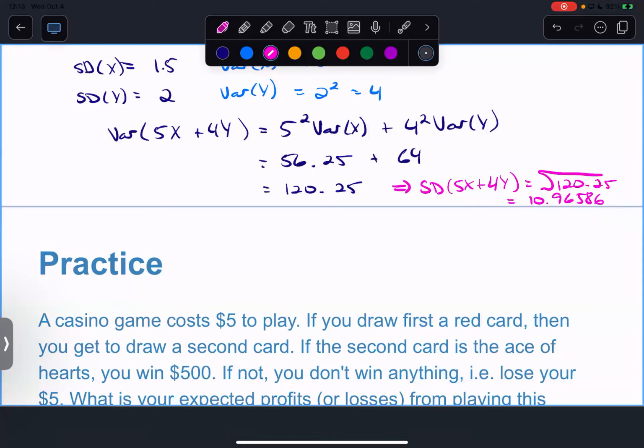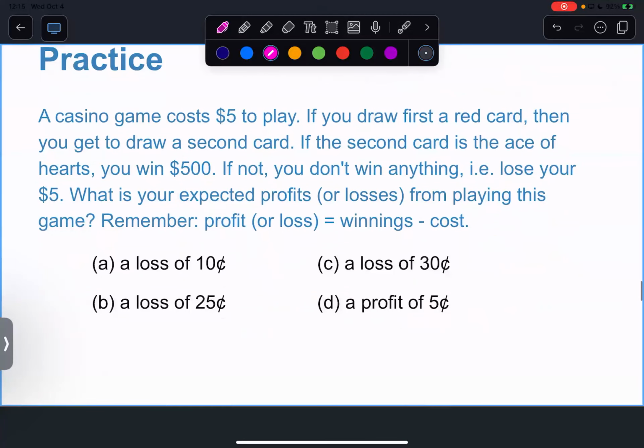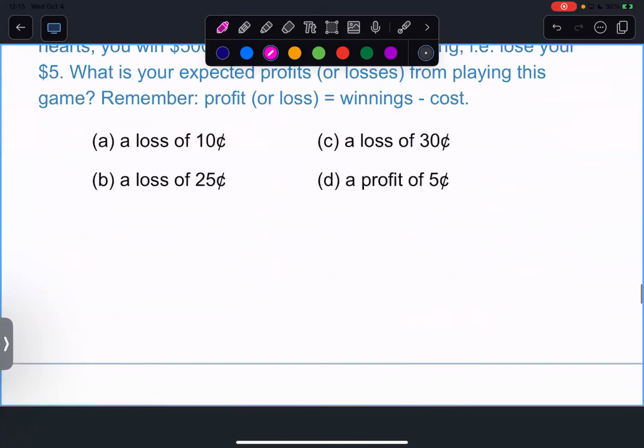In my pre-baked notes, well, there's also a typo here. 27.25. I disagree. Temporarily disagree. I want you to do it this way. But I will look into that. Okay. Let me just see here.